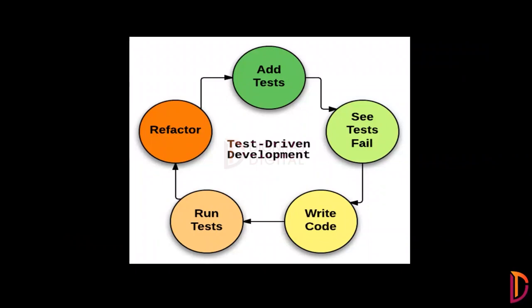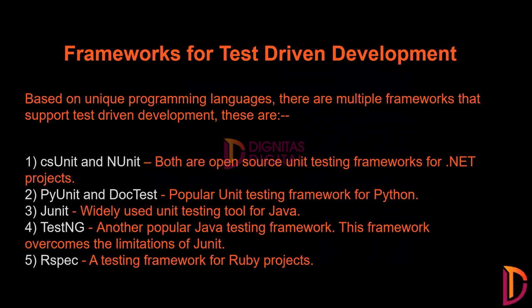Now, this is how test-driven development works. We add the test, we see the test fails, which is done intentionally. Then we write code according to the test cases we have created. We run it and then we refactor. Refactor is used, we can say, to restructure the code if any requirement comes in between. So that is refactor.